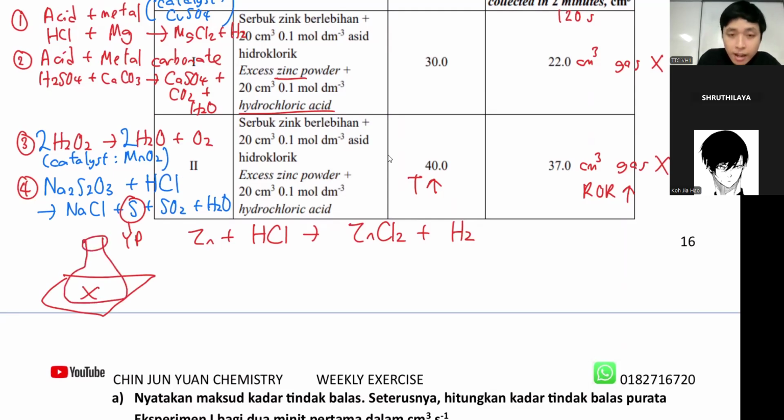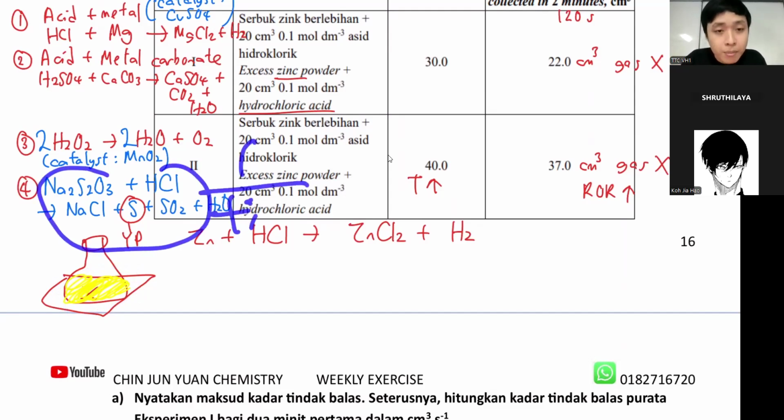It means here we're doing how much time taken for the X mark to disappear. I mean, the X mark will be covered by the yellow precipitate, which is sulfur. So the measurement is how much time taken for the X mark to disappear from eyesight. Normally we use only 1 over time as the rate of reaction.